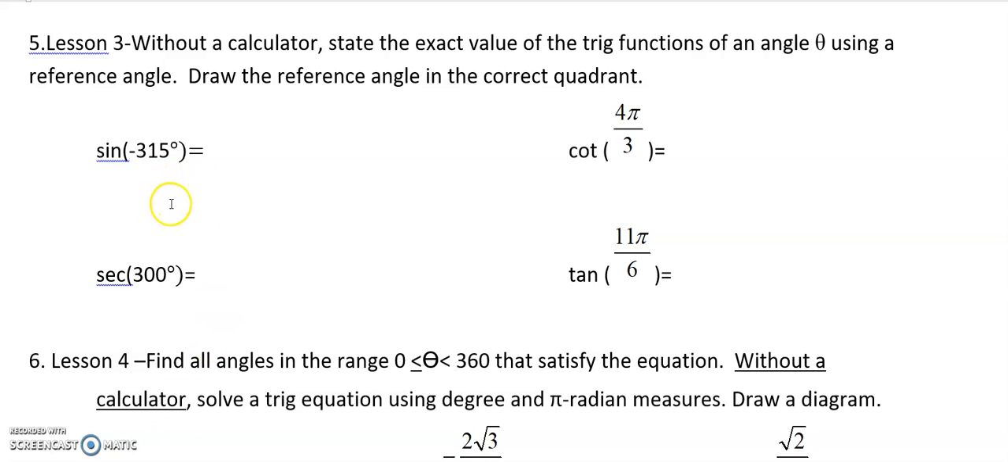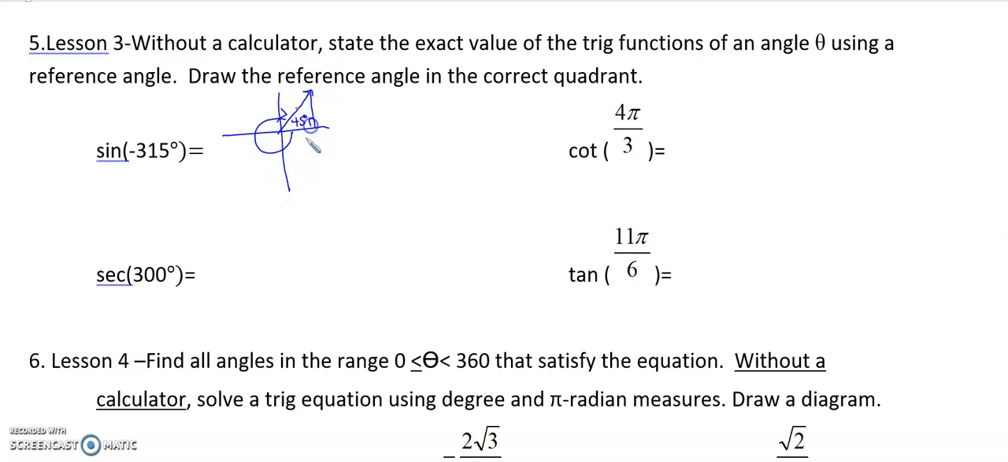It says state the exact value. So what you need to do in this section is be able to determine where these angles land. For a negative 315 degrees, that would go clockwise, and we'd be in the first quadrant. And we are how far from 360? We are 45 degrees from 360.